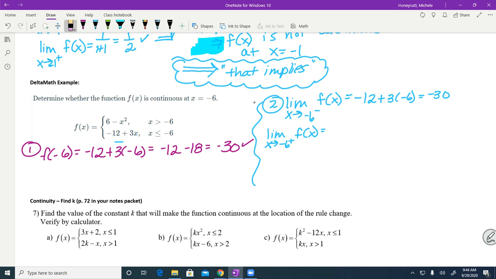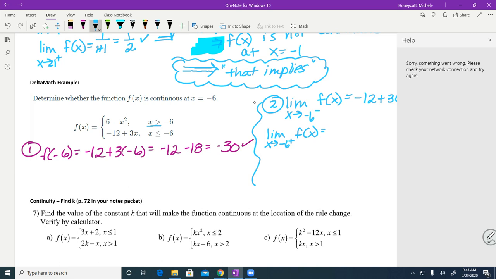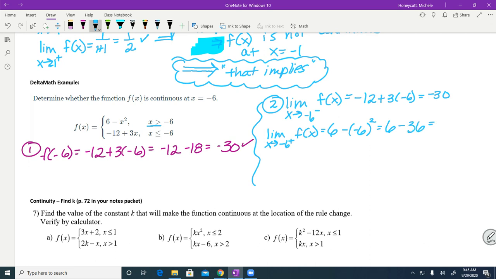Now let's find the limit as x approaches negative 6 from the right of f of x. Let me erase what's going on here. Okay, so from the right, this tells me that these values of x are on the right side of negative 6. So I'll use this top formula and substitute in negative 6. 6 minus x squared, but instead of x squared, I'll put negative 6 in there. So that's how I have more space. 6 minus negative 6 squared is 36. And 6 minus 36 is negative 30.